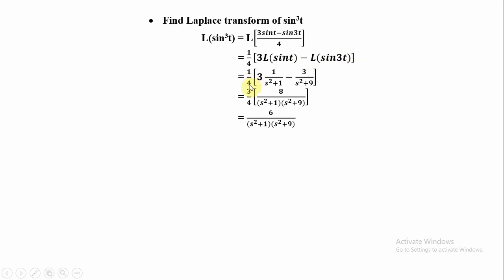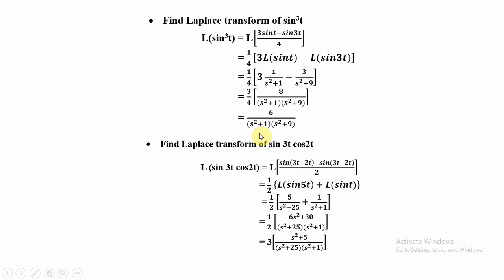That equals 1 by 4 into 3 into L of sin t, which is 1 by s square plus 1, minus 3 into 1 by s square plus 9. That equals, take 3 by 4 outside and simplify by doing LCM. So here we will get 8 by (s square plus 1) into (s square plus 9). Take 4 outside and cancel it. So here we will get 6 by (s square plus 1) into (s square plus 9).